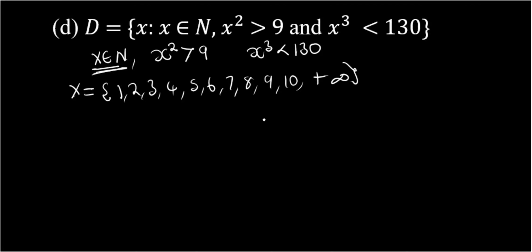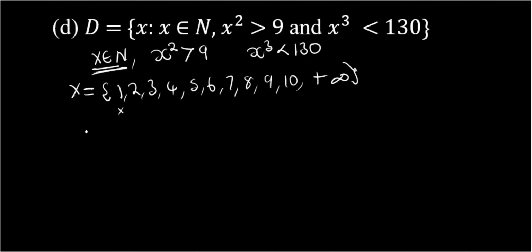Since we have these conditions, which are x squared is greater than 9 and x cubed is less than 130, we need to look for natural numbers that suit them when we substitute for x. If I get 1, where there's x squared, it will be 1 squared, which is 1. Is 1 greater than 9? No, so 1 is not qualifying.